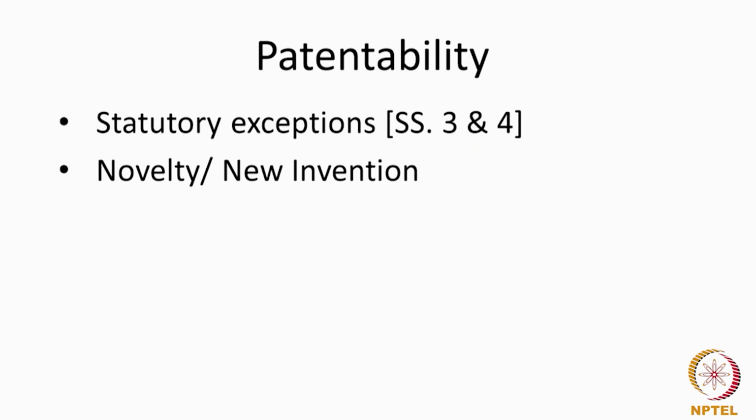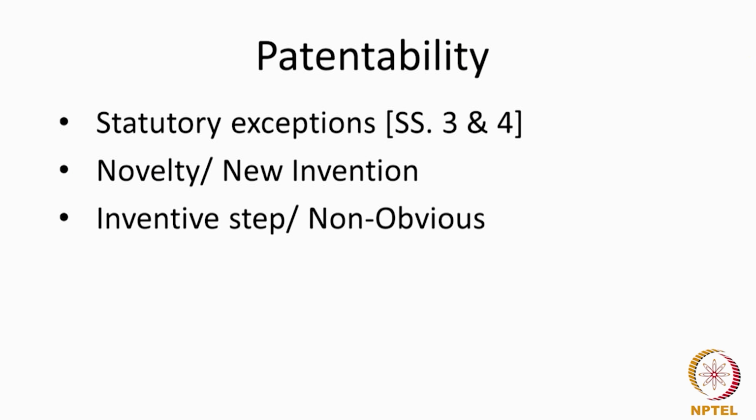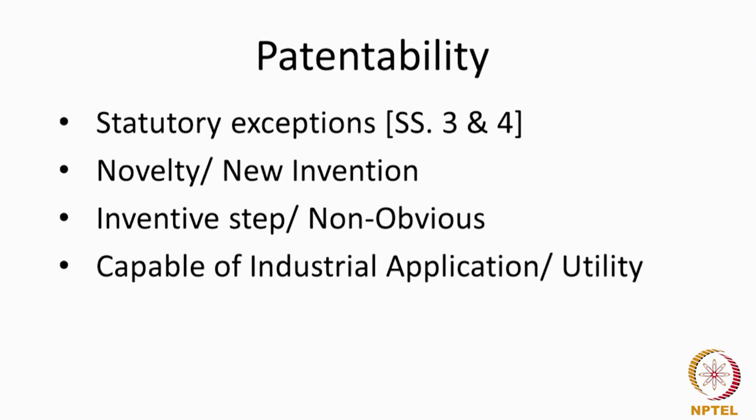So the statutory exceptions are applied first, and once you get over the filter of the statutory exceptions, then you would be required to prove the positive requirements. For instance, novelty or whether the invention is new. Then you will have to demonstrate that your invention has an inventive step. In the US they call it non-obviousness. And the fact that the invention is capable of industrial application, it involves utility. So the test of patentability involves getting over the statutory exceptions and proving the ingredients of inventions, that is novelty, inventive step, and utility.